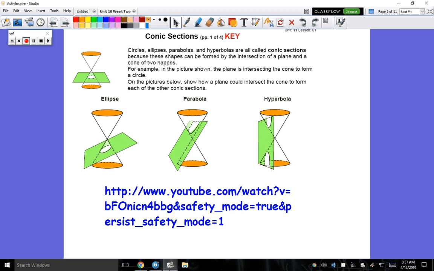Okay, so we're going to talk about conic sections for the rest of this unit. And we've already talked about circles, okay? And circles are basically referring to this shape here. And today we're going to be talking about parabolas. Okay, the next couple of days we will look at ellipses and then hyperbolas.